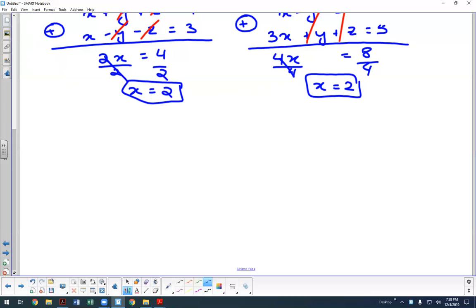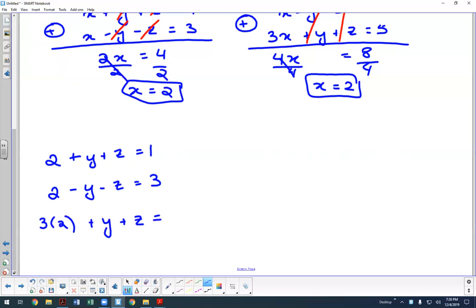So that's our first equation, which will be x is 2. So that's x plus y plus z equals 1. Our second one will be 2 minus y minus z equals 3. And then 3 times 2 plus y plus z equals 5. We will literally be solving this either for y or for z.